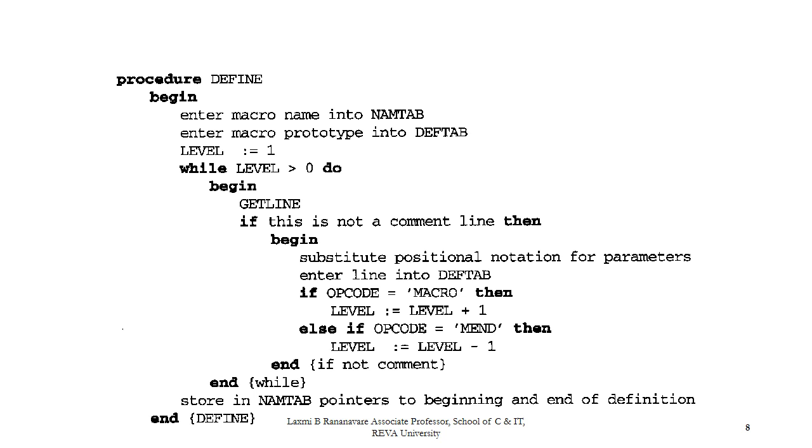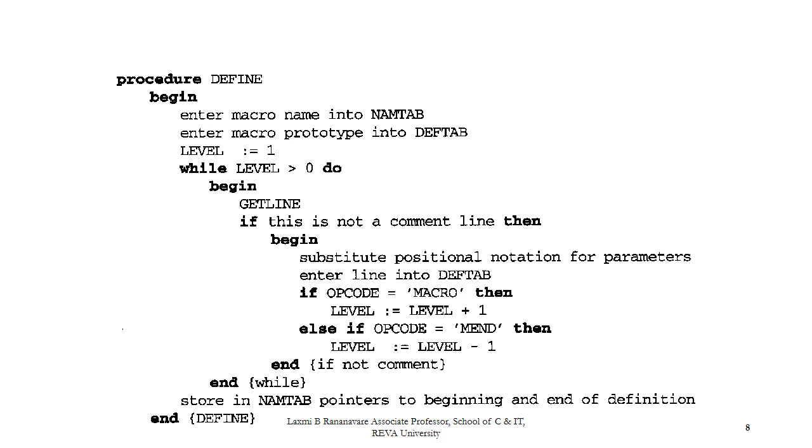And then the next statement is level equals to 1. Now this level is initialized to 1, and we are going to check while level is greater than 0, then we are going to enter into this loop. First we have got one line, and next we are going to take the next line. The next line will be the first line in that definition of the macro.